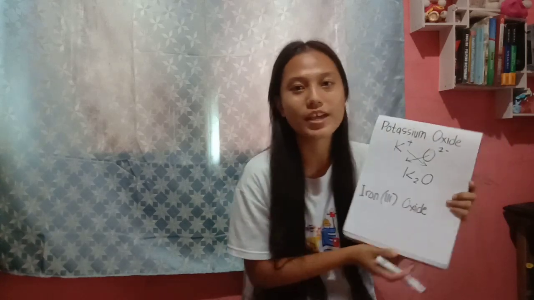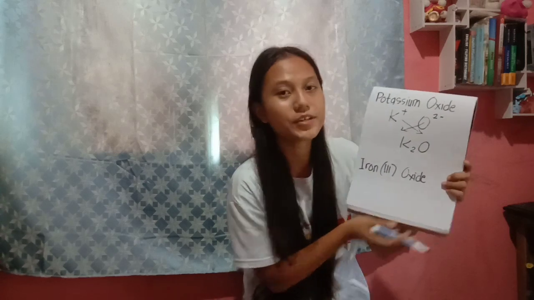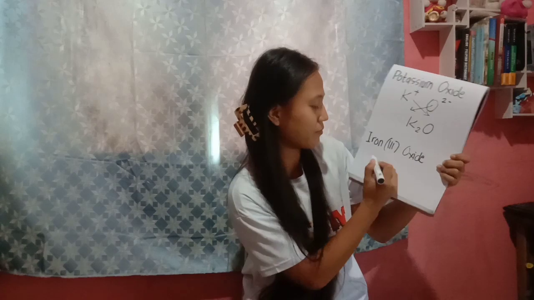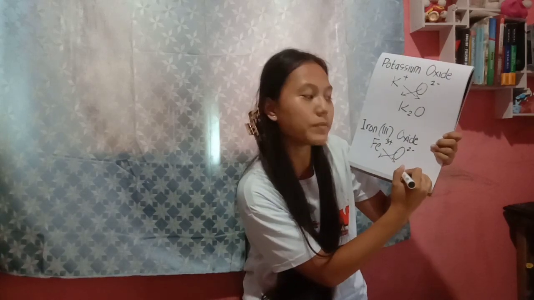Another example involving transition metals is iron(III) oxide. The first step is to get the charges of the elements involved. Then crisscross to become the subscript of the other. So it will become like this.